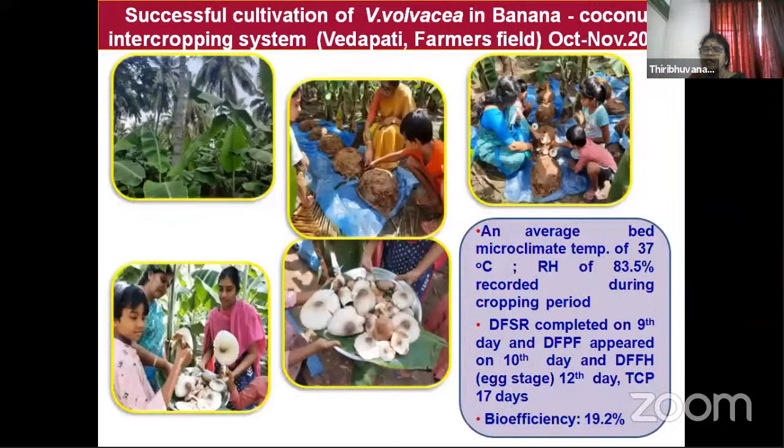So after successful cultivation in banana, coconut and maize, we found that banana is quite suitable when compared to all, followed by maize and then coconut.